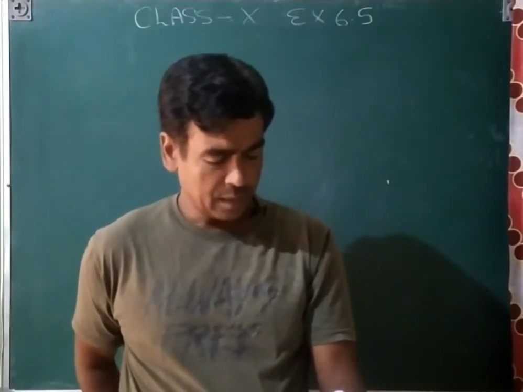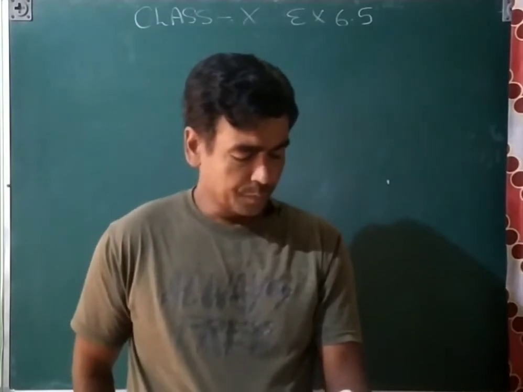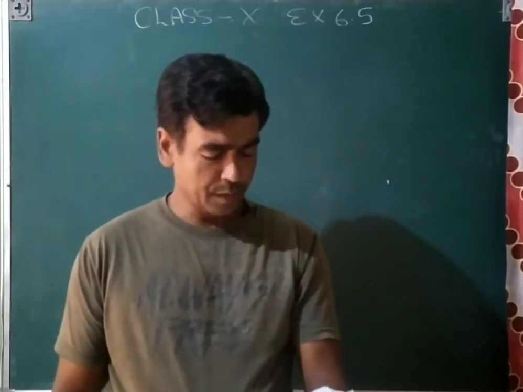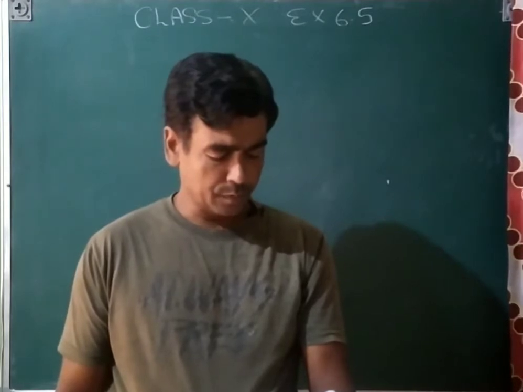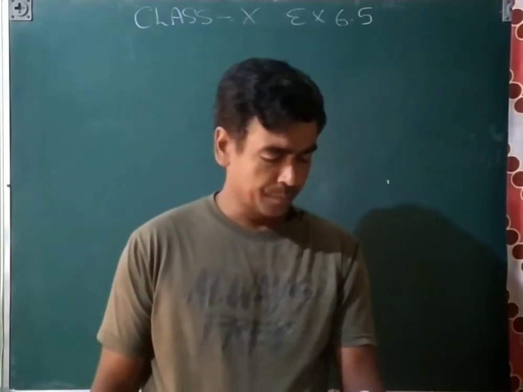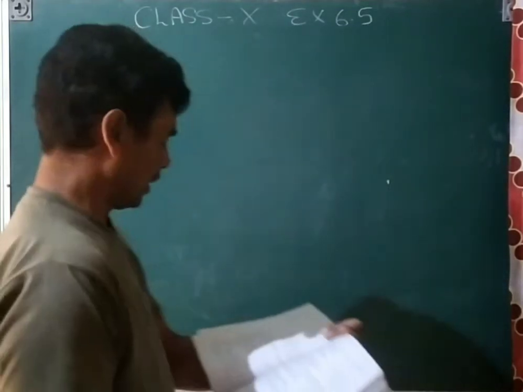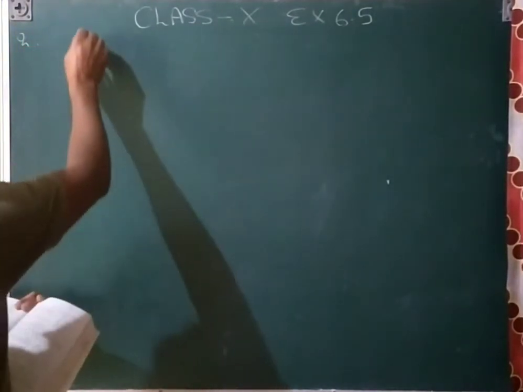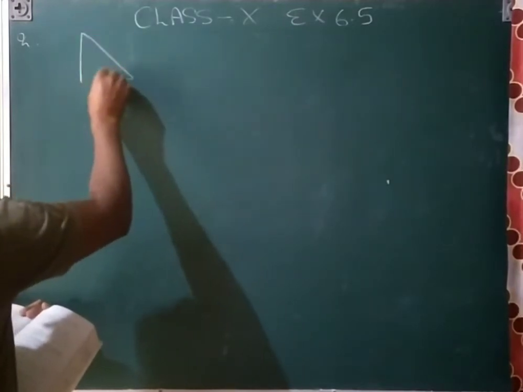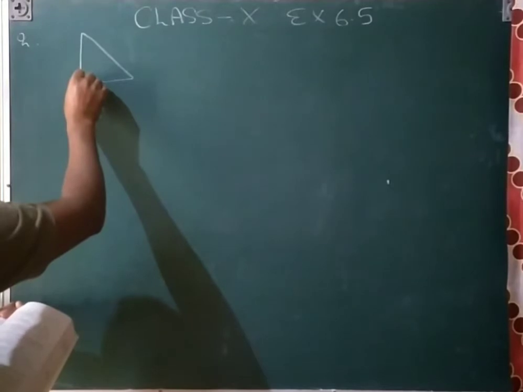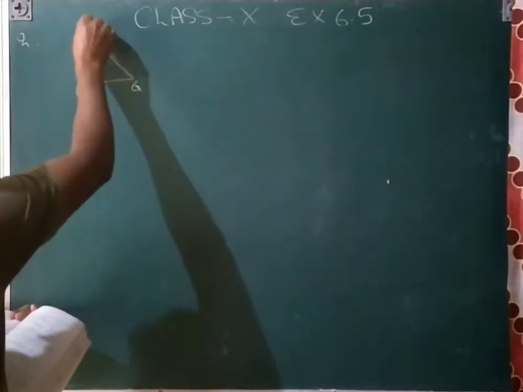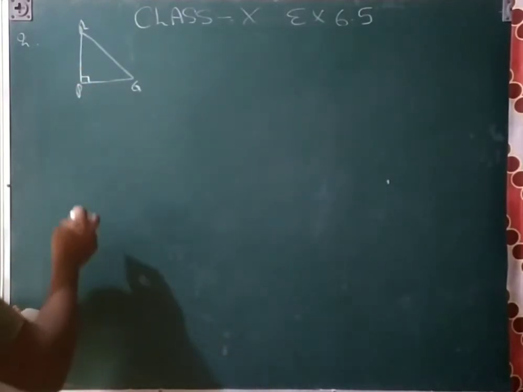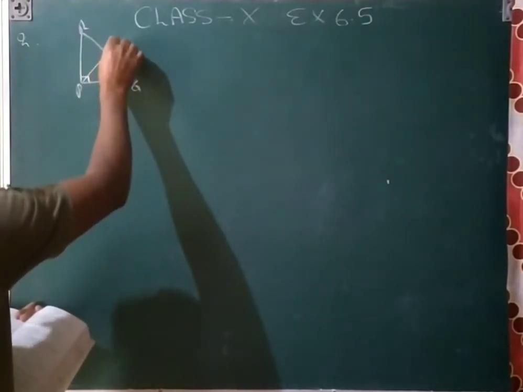And now the second question. PQR is a triangle, right angled at P, and M is a point on QR such that PM is perpendicular to QR. Prove that PM square is equal to QM multiplied by MR. So PQR is a right angle triangle, and this is a 90-degree angle, and PM is a point on QR.